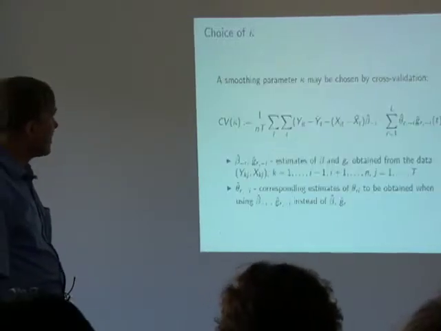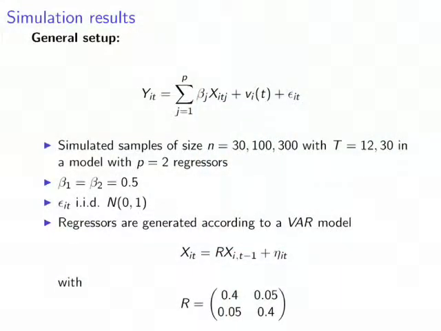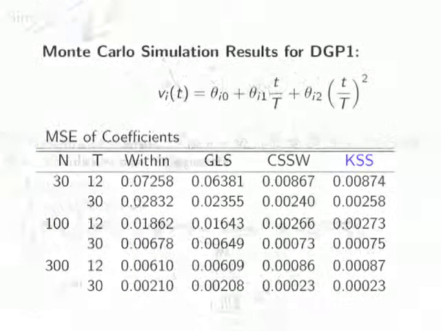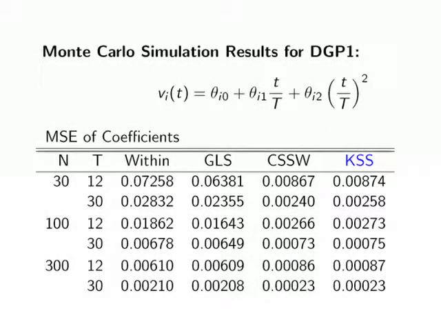Okay, just to show you some simulations. We had a simulation study with only 2 regressors, so p is equal to 2, with 30, 100, and 300 individuals and 12 and 30 time points, so T is 12 and 30. These are the betas, and the regressors, generated by a VAR model, are correlated. Now we look at how our model behaves in terms of different basic models.